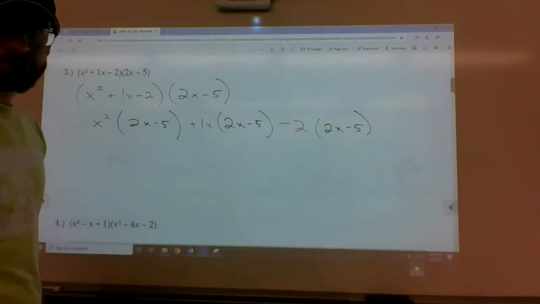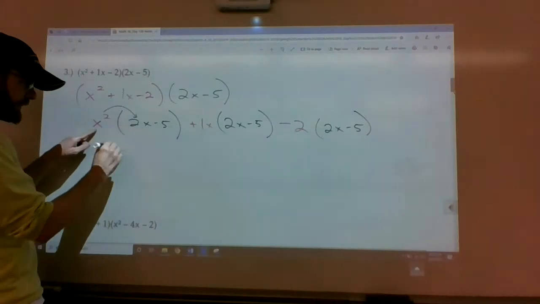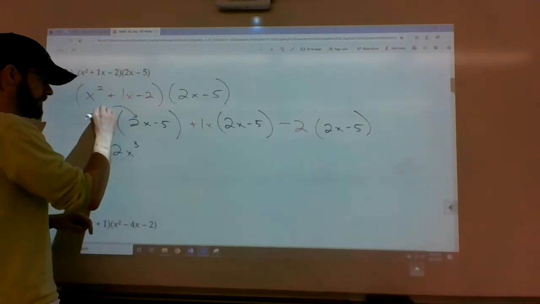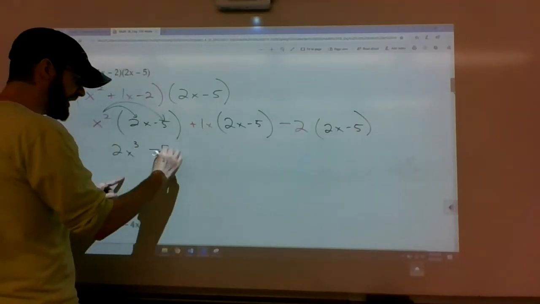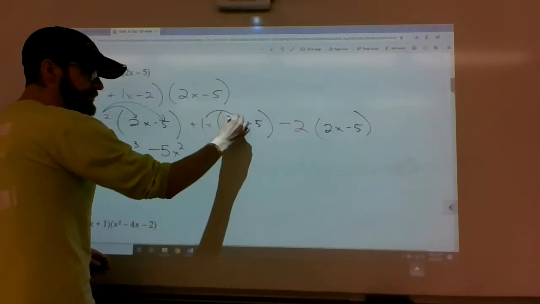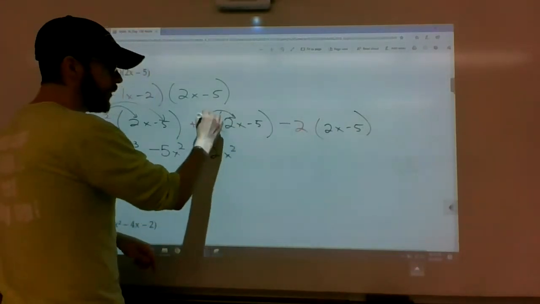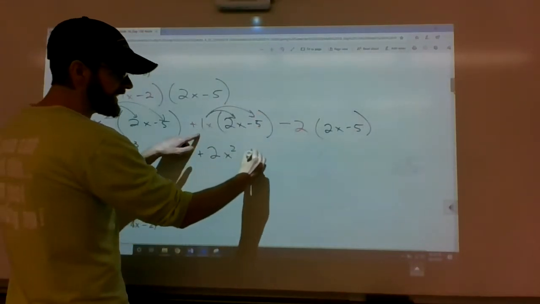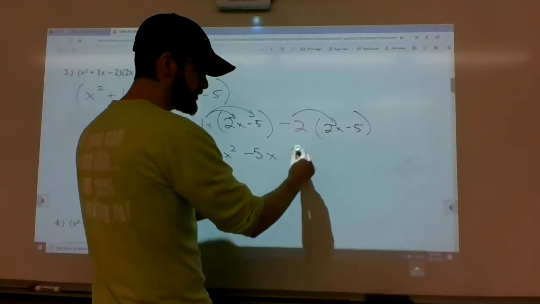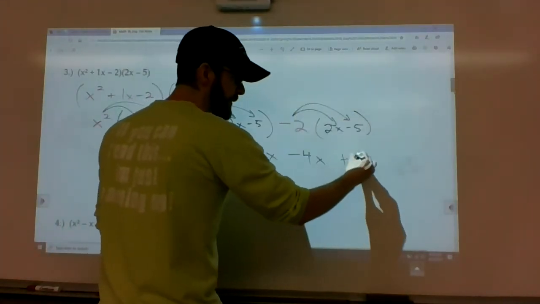From there, multiply. So x squared times 2x is 2x to the 3rd power now, minus 5x squared. 5 times x squared is just 5x squared. 1x times 2x is 1 times 2 is 2. X times x is x squared. 1x times negative 5 is negative 5x. And then you've got negative 2 times 2 is negative 4 with an x after that. And then negative 2 times negative 5 is positive 10.